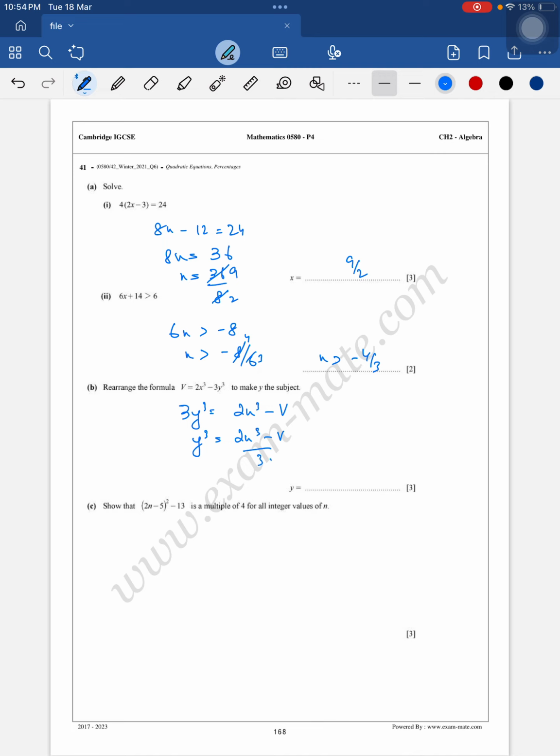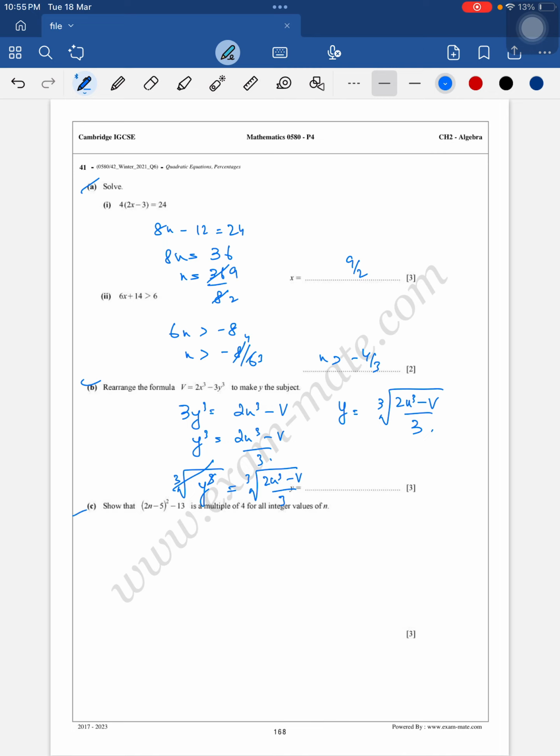Now to remove the cube, I have to take the cube root on both sides. So x cube minus v upon 3. The cube gets cancelled with the cube root, so y is equal to cube root of x cube minus v upon 3. Part C, this is done, this is done.